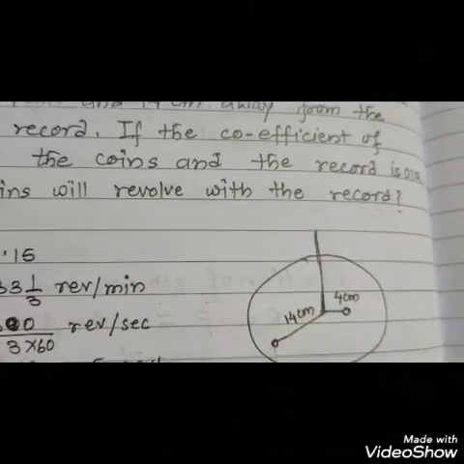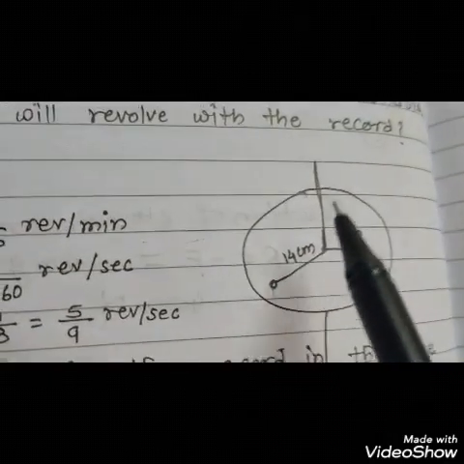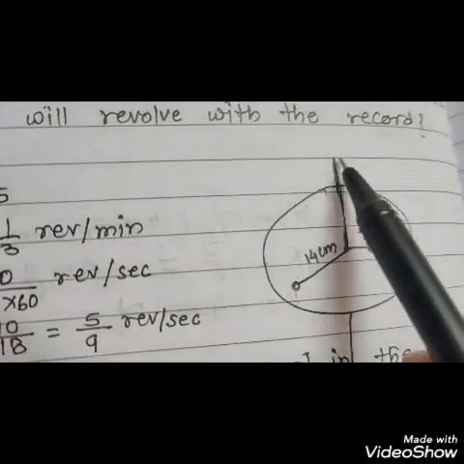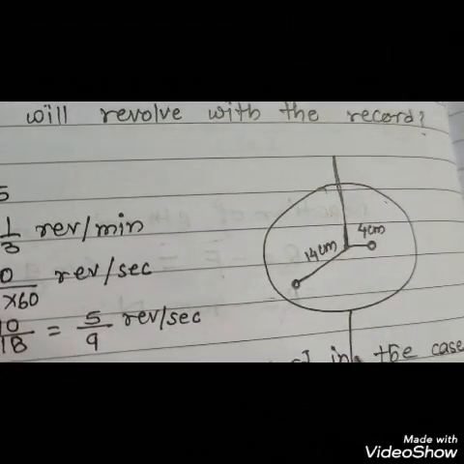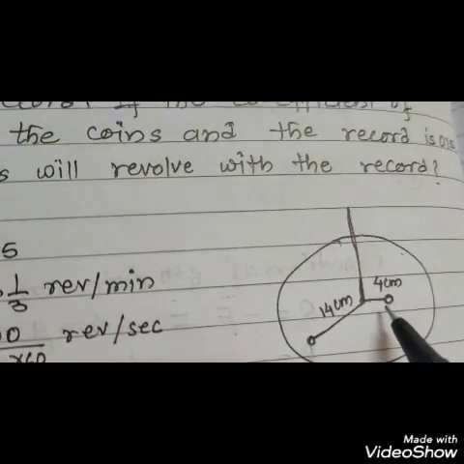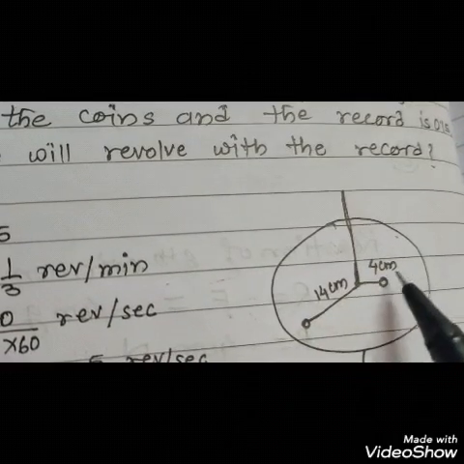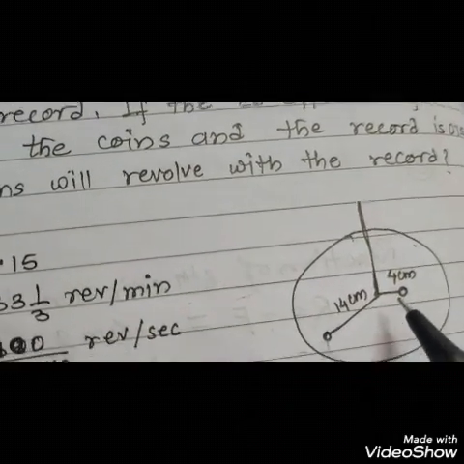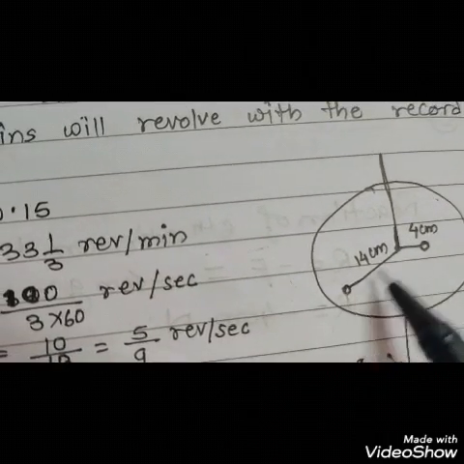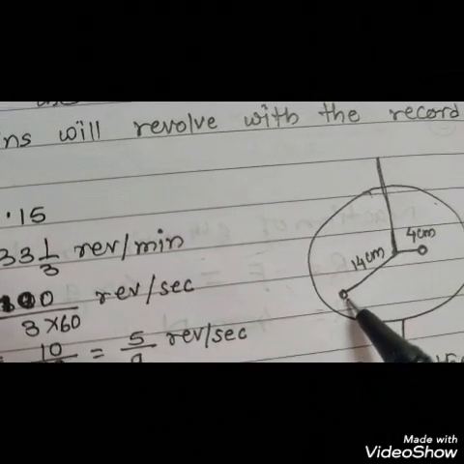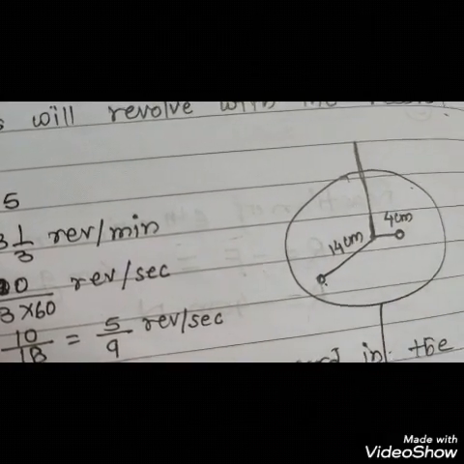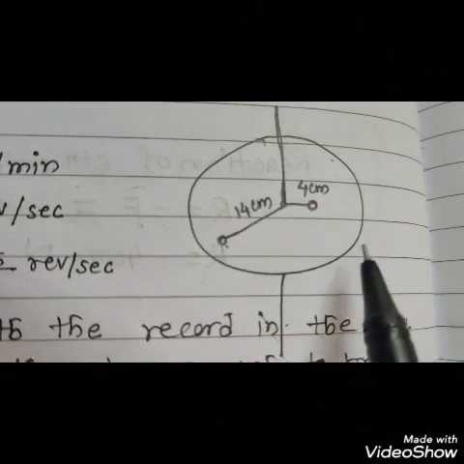Okay, so according to the question, this is a disk. Suppose this disk is rotating around this axis. A coin which is of 4 centimeter radius, that means it is placed on this disk at 4 centimeter radius, and another is placed here at 14 centimeter radius. So which coin will revolve and which coin will be off the track?